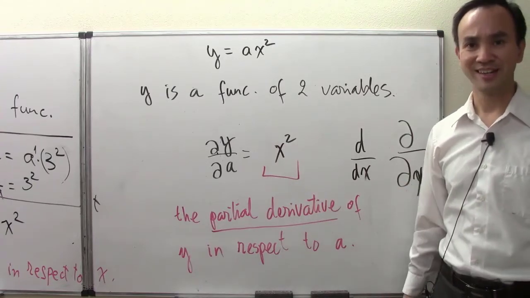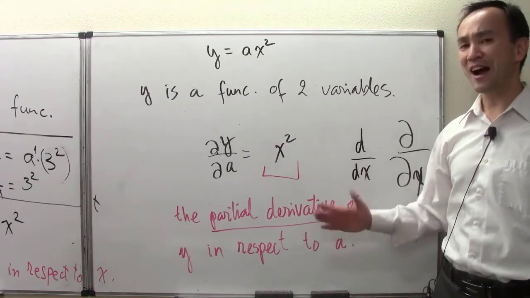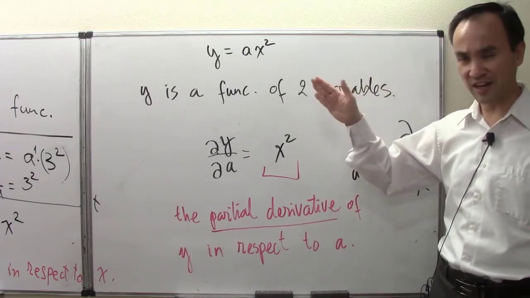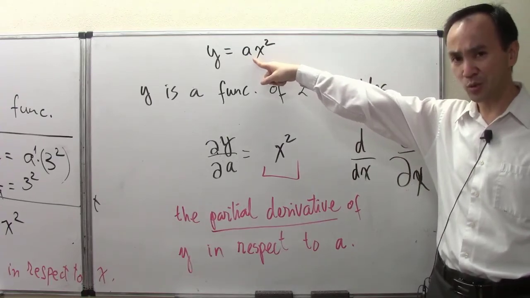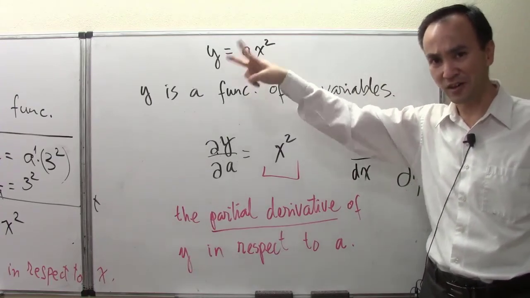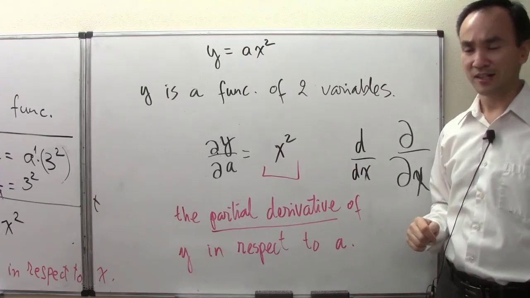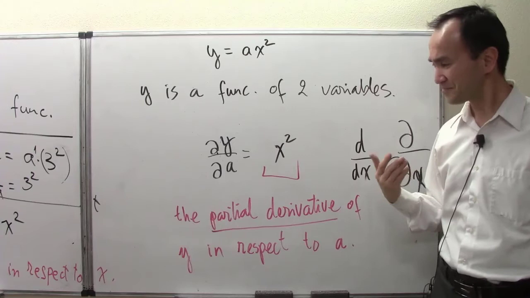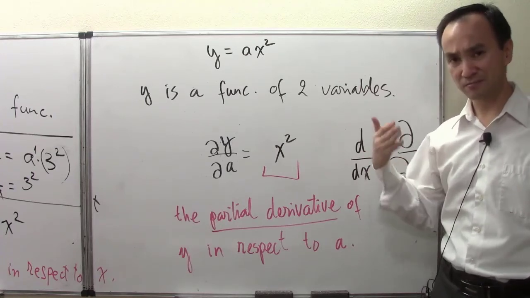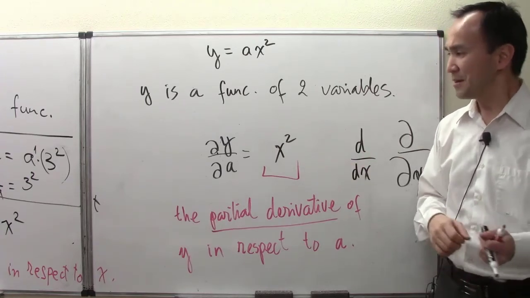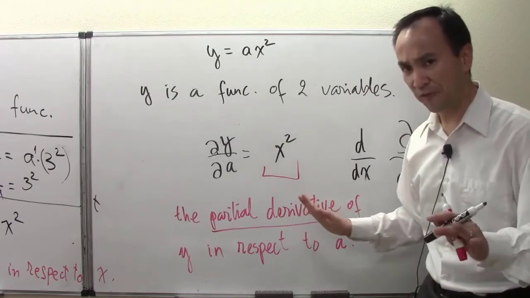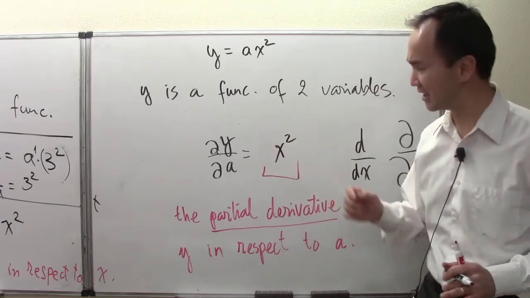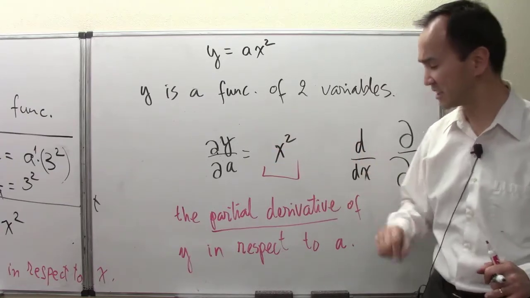After this demonstration, surprisingly, a function y equals ax squared is now seen as a function of two variables. Now I can show another demonstration problem. But before we do some examples, let's introduce another convention right here.